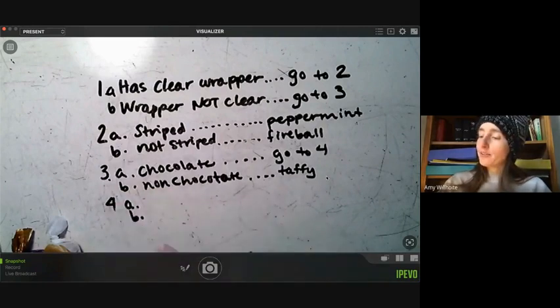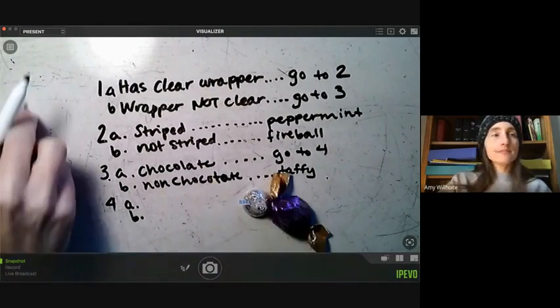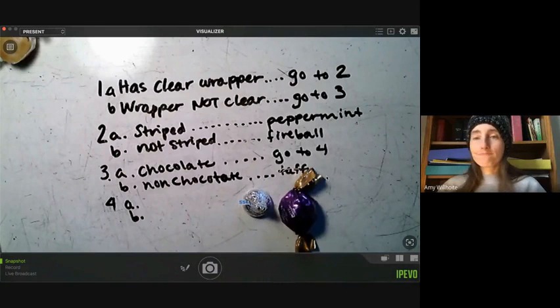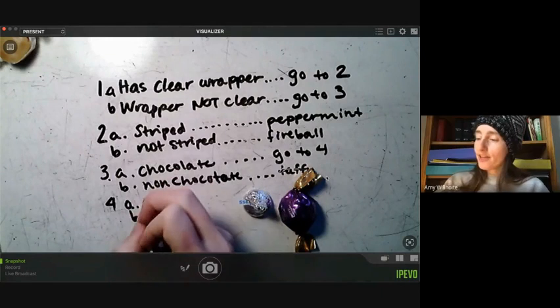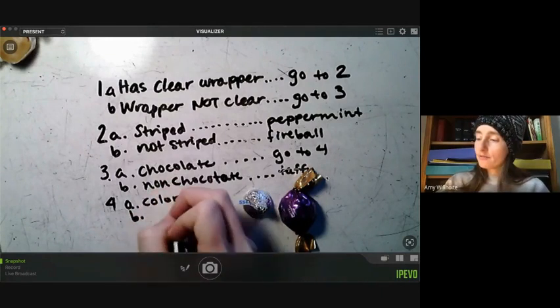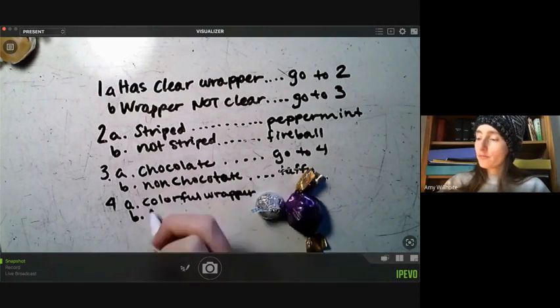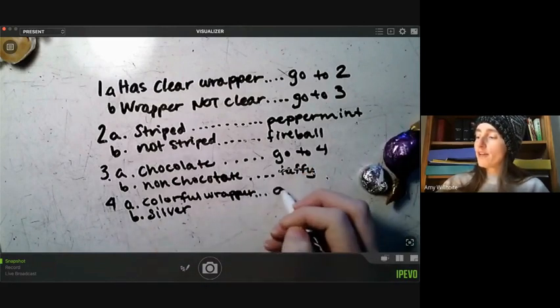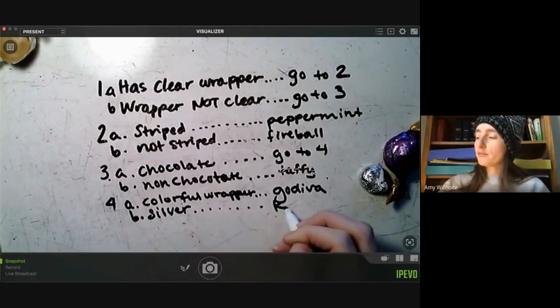So then we would say, oh, I got my chocolates. How am I going to divide these up? You could do color wrapper. Okay, so we could have a colorful wrapper, or not, maybe just silver. Okay, and so then I got my Godiva, which probably isn't going to last much longer, and then I have my little Kiss. Okay, cool.